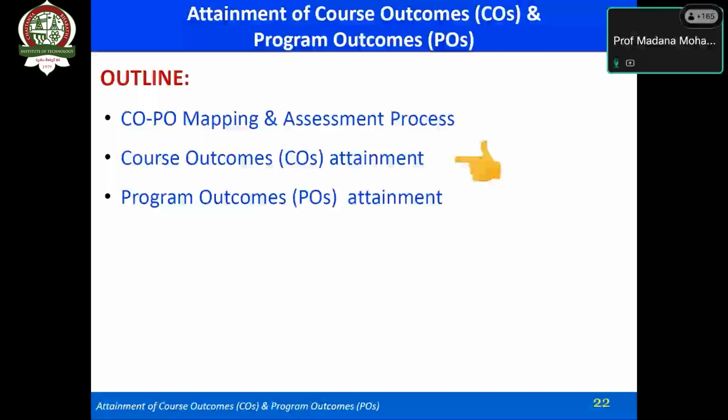So actually, all the COs are a subset of POs. Directly, we can't compute POs without CO attainment. That is the order we have to follow. After computing all the COs attainment, only then can we do the POs attainment. Okay, now let us see for the same course, how to do the CO attainment of that particular sample course, whatever we have considered.